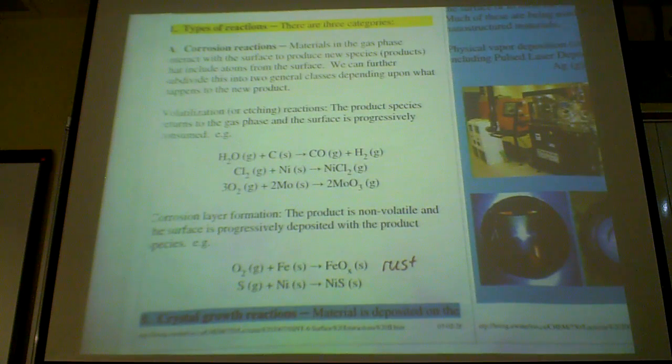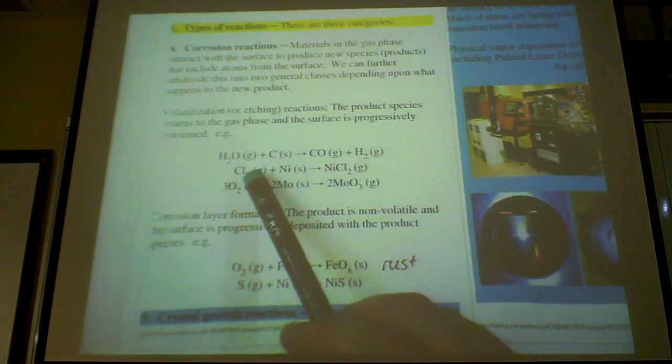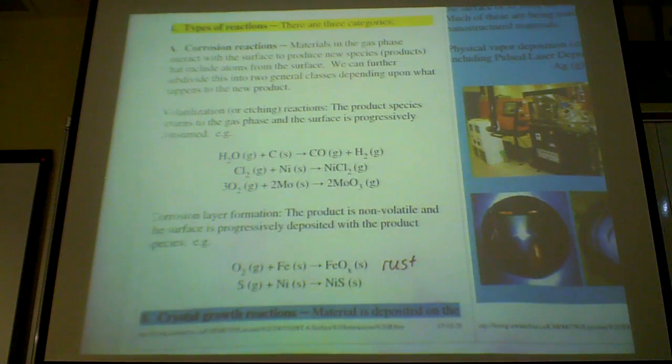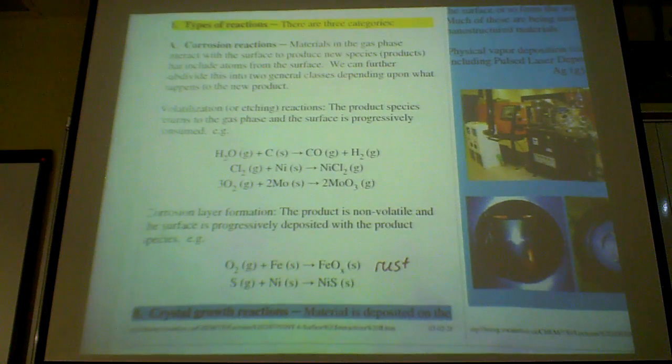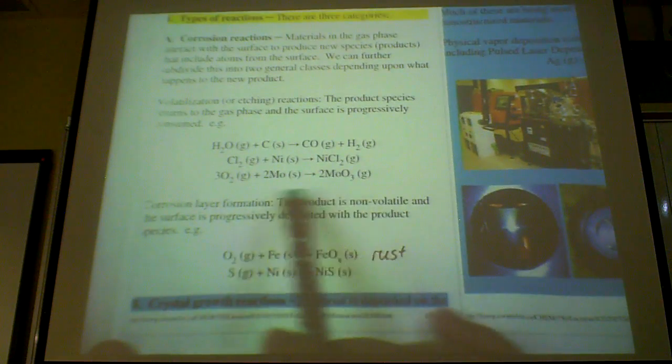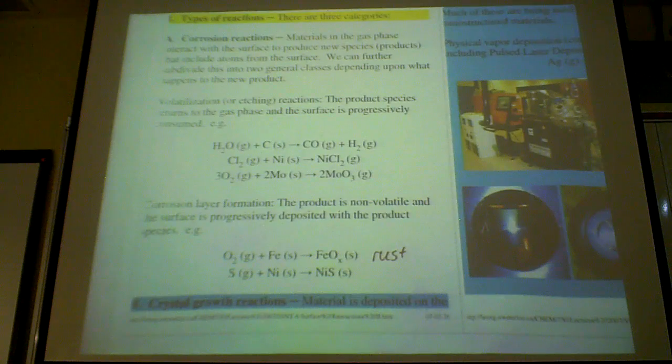A classic example is chlorine gas reacting with your nickel surface, right, and forming nickel chloride, which is a gas, and then this gas leaves the surface. So with time, your nickel surface gets corroded away, meaning that you are eating your nickel surface, reducing its mass. The other one is a classic oxidation reaction, right?